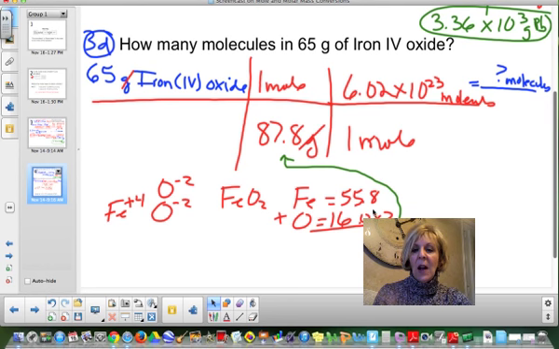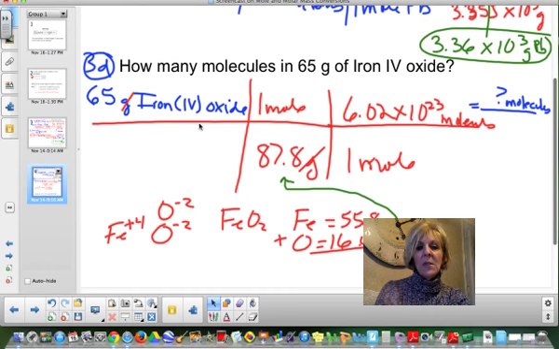So the mass of iron is 55.8. I found that from looking up iron on the periodic table. And I only have one of those. And oxygen atomic mass is 16.0. Found that on the periodic table. And I have 2 of them because I had to write my formula so my charges balance. I have 2 of those. So I add that up and I get 87.8 grams. That is the molar mass of iron 4 oxide, or the formula mass.